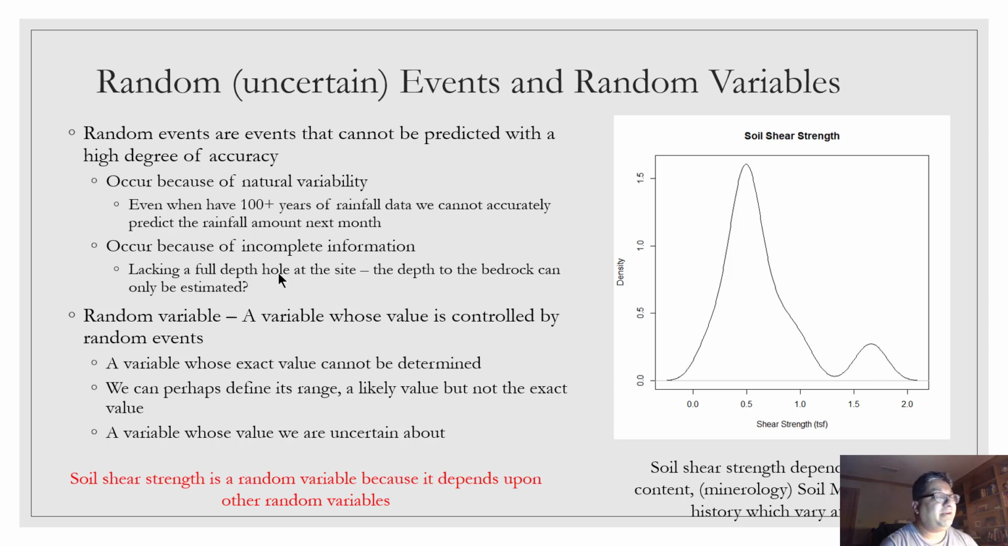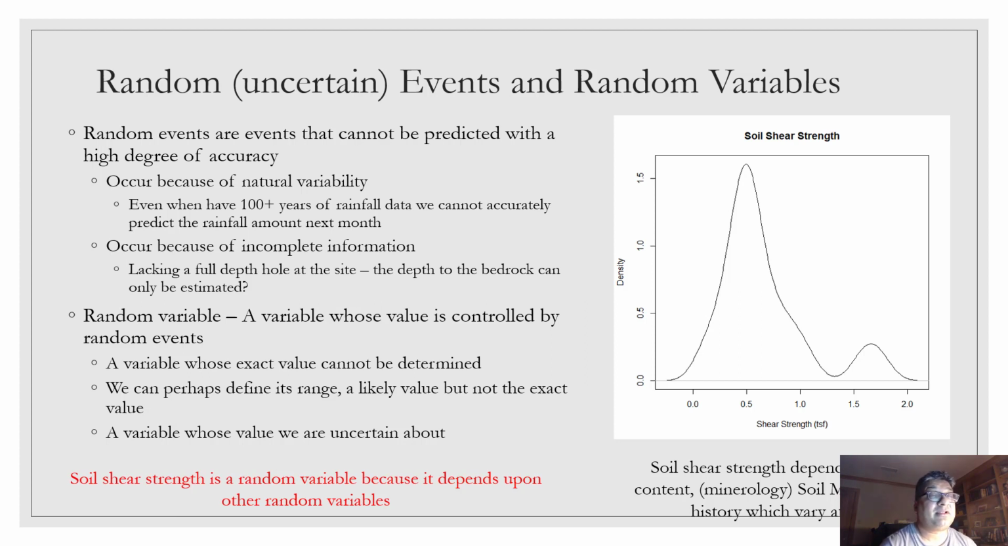So a random variable is a variable whose value is controlled by random events. So a variable whose exact value cannot be determined. We can perhaps say the range of values is this. We can say most likely a typical value for it would be this, and so on and so forth. But we really don't know what the true value is. So a variable whose value we are uncertain about.